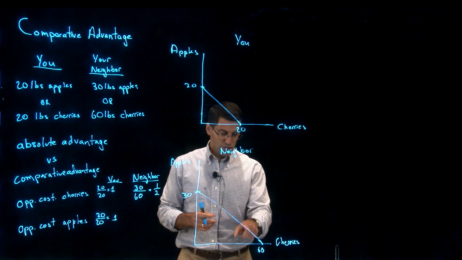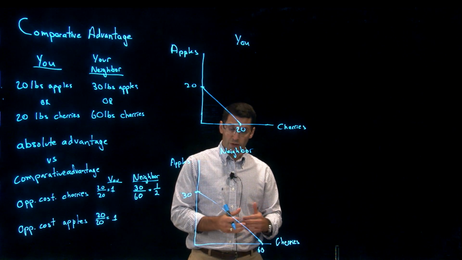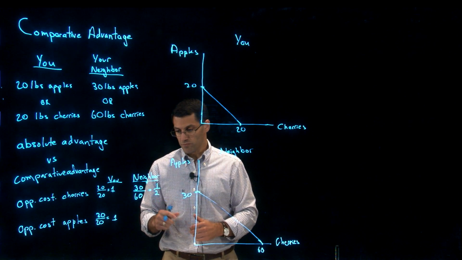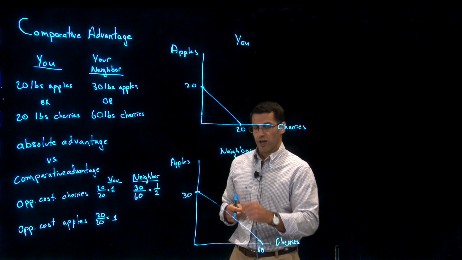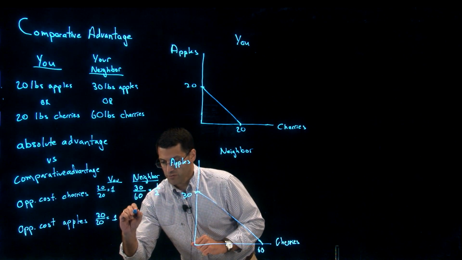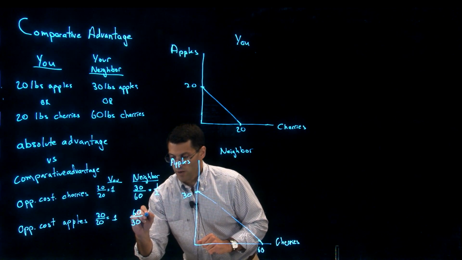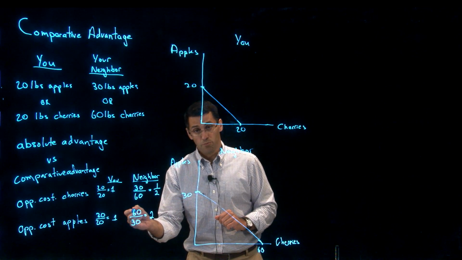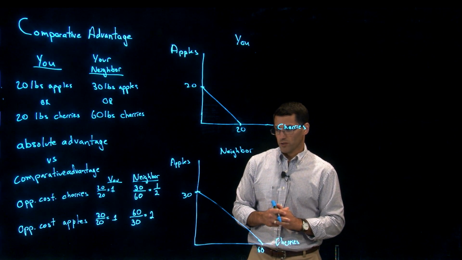And so for every additional pound of cherries that your neighbor gains when she switches to picking cherries, she's only giving up 1/2 pound of apples. On the flip side, let's say she's currently picking cherries and wants to switch to apples. Well, she's going to have to give up 60 pounds of cherries in order to gain 30 pounds of apples. Again, what you give up divided by what you gain. That's how we find our opportunity cost.